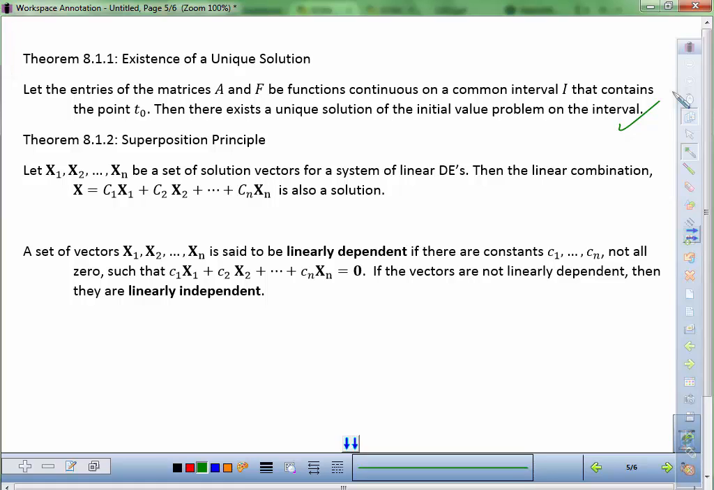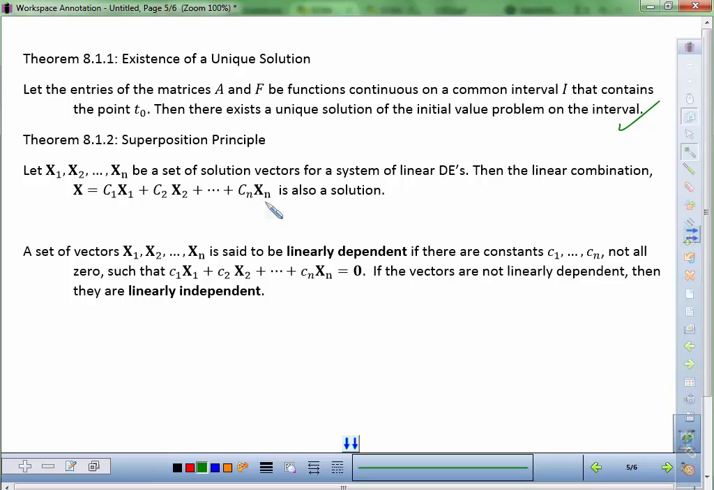Superposition principle. This is the same superposition principle that we've had, except now we're dealing with vectors or matrices. So suppose we have a set of solutions, x1 through xn. These are vector solutions to our system. Then the linear combination of all those is also going to be a solution. We've seen that when we started to study higher order differential equations. We introduce one solution, but if we have a second order differential equation, we need another one. And so this is how you can find your other one.